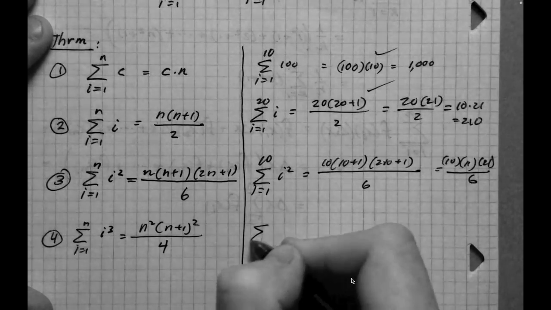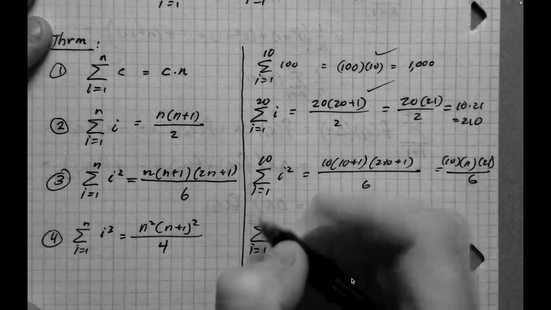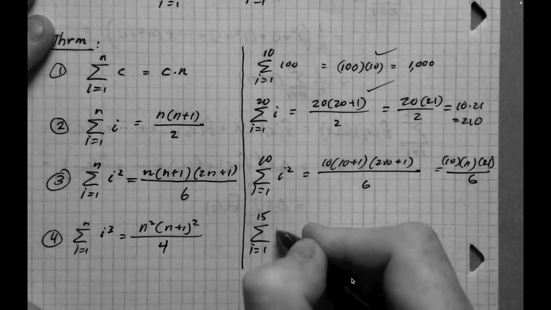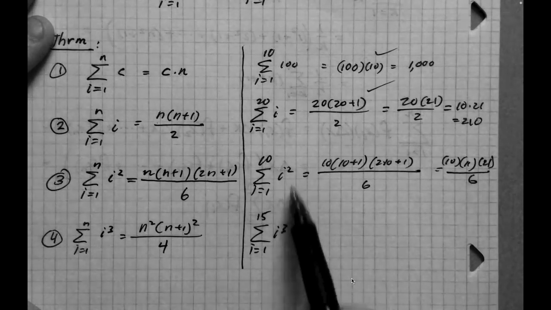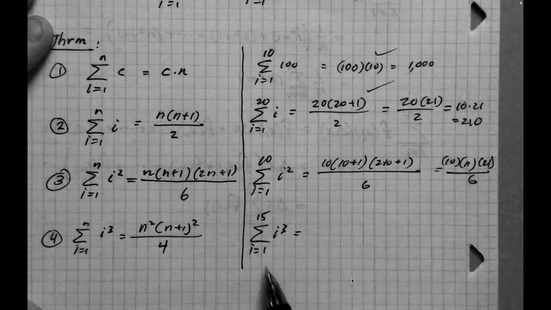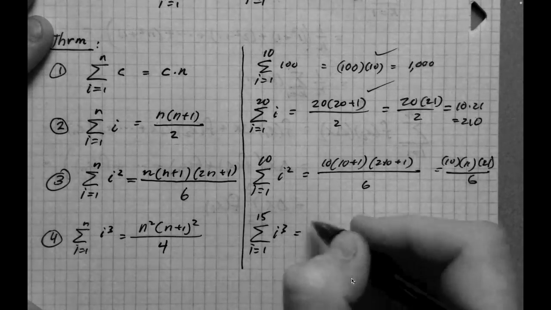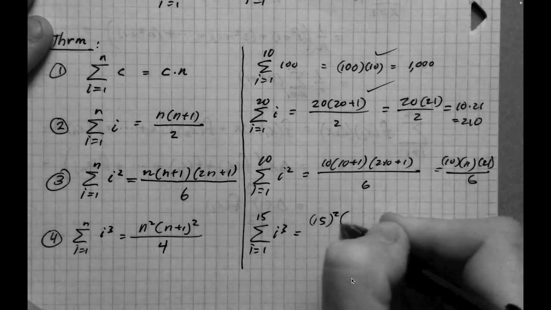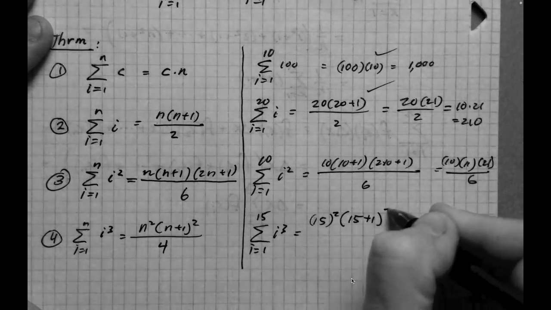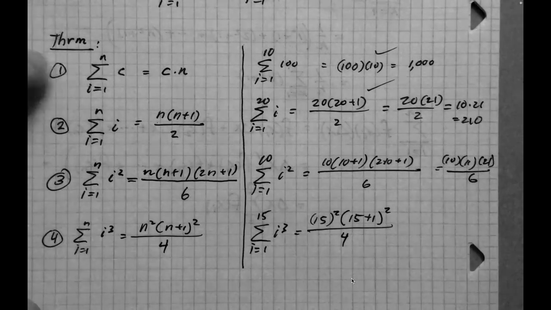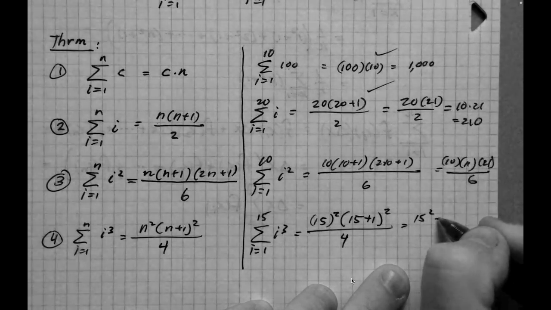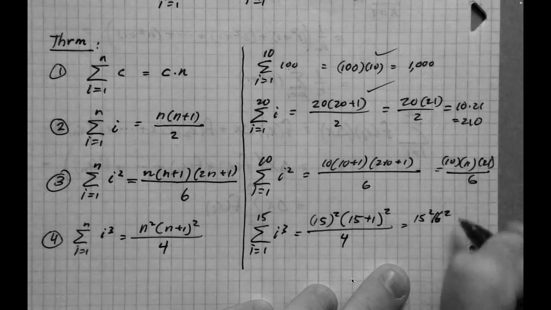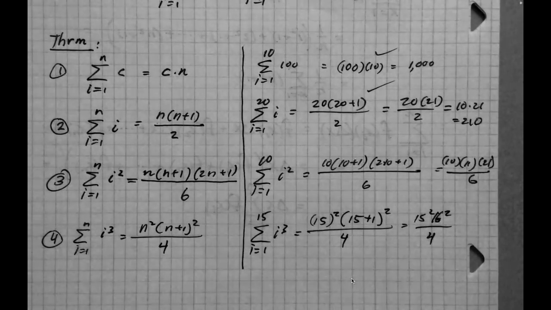And then down here, finally, let's get crazy and say i equals 1 to 15 of i cubed. Notice in every case, i squared, i cubed, these are the numbers that are just increasing: 1 cubed, 2 cubed, 3 cubed. So here it'd be 15 squared times 15 plus 1 squared over 4. Again, you can figure that out. 15 squared times 16 squared over 4. Okay, very good.